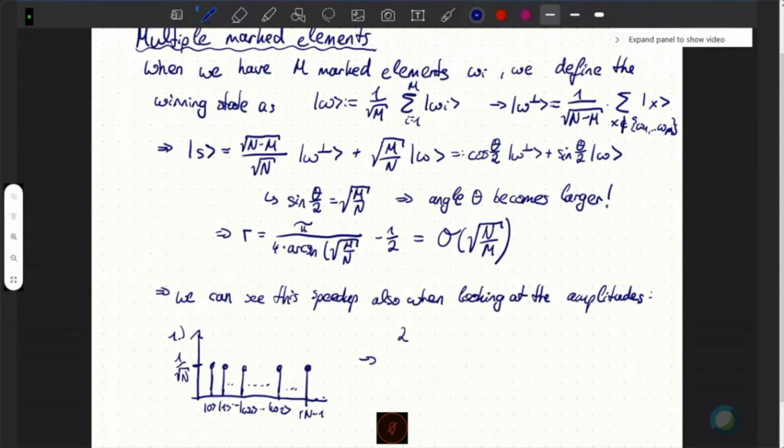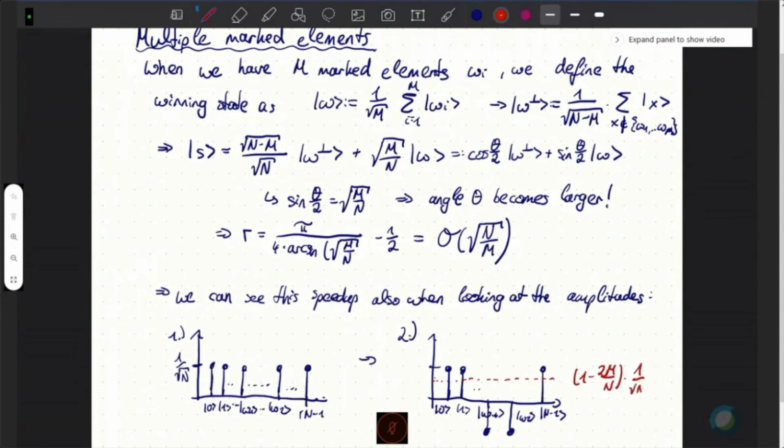And if we go to the second step, we will now not only flip one element. The normal states, the ones that are not marked, will stay the same. But then the state omega 1 will be flipped, and the state omega 2 will also be flipped. And all marked elements will be flipped. Which means that the average now is even lower than it was before. If you want, I can give you the formula. It's 1 minus 2m over n times 1 over square root of n.